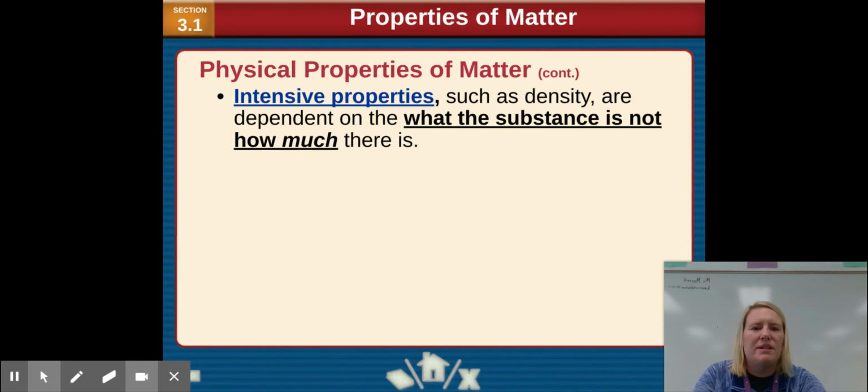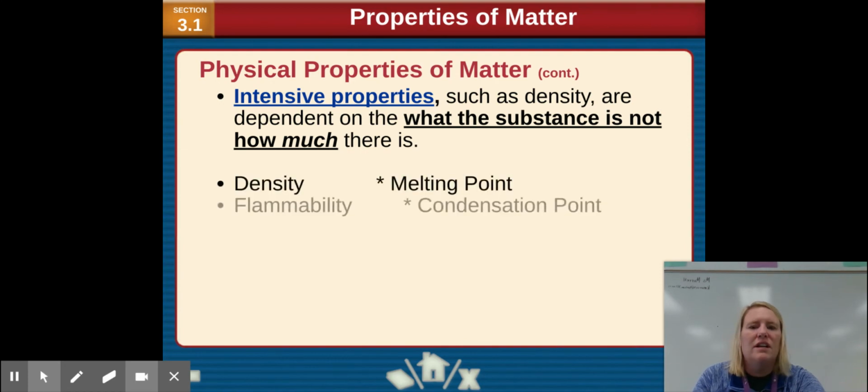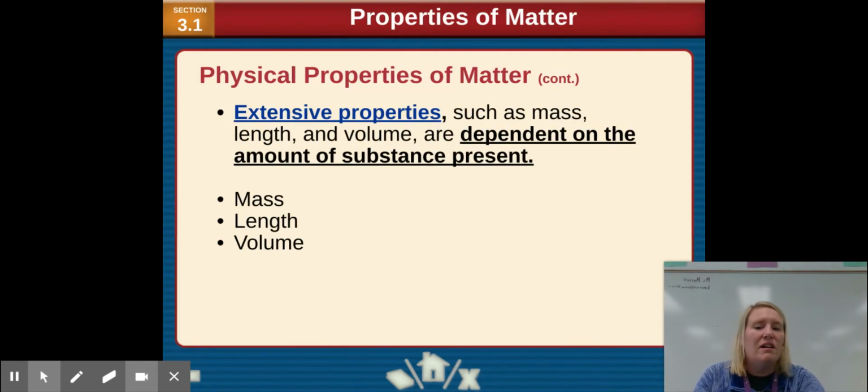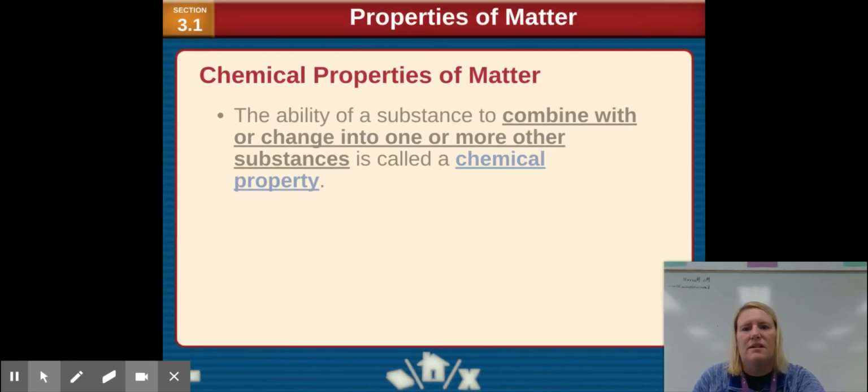Intensive properties, such as density, are not dependent on how much there is. It doesn't matter if you have a lot or a little, these things don't change. Extensive properties are dependent on how much there is. So things like how much something weighs: the more you have, of course, the more it's going to weigh. Its length and volume, the more you have, the more they're going to increase.